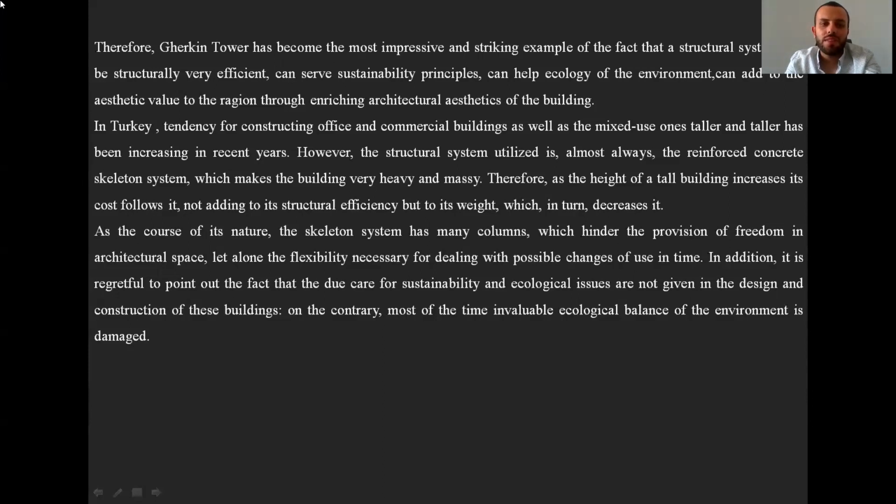By the nature of the skeleton system, it has many elements which hinder the freedom in architectural space, let alone the flexibility necessary for dealing with possible change of use in time. In addition, it's regrettable to point out the fact that care for sustainability and ecological issues is not given in the design and construction of these buildings. On the contrary, most of the time the invaluable ecological balance of the environment is damaged.